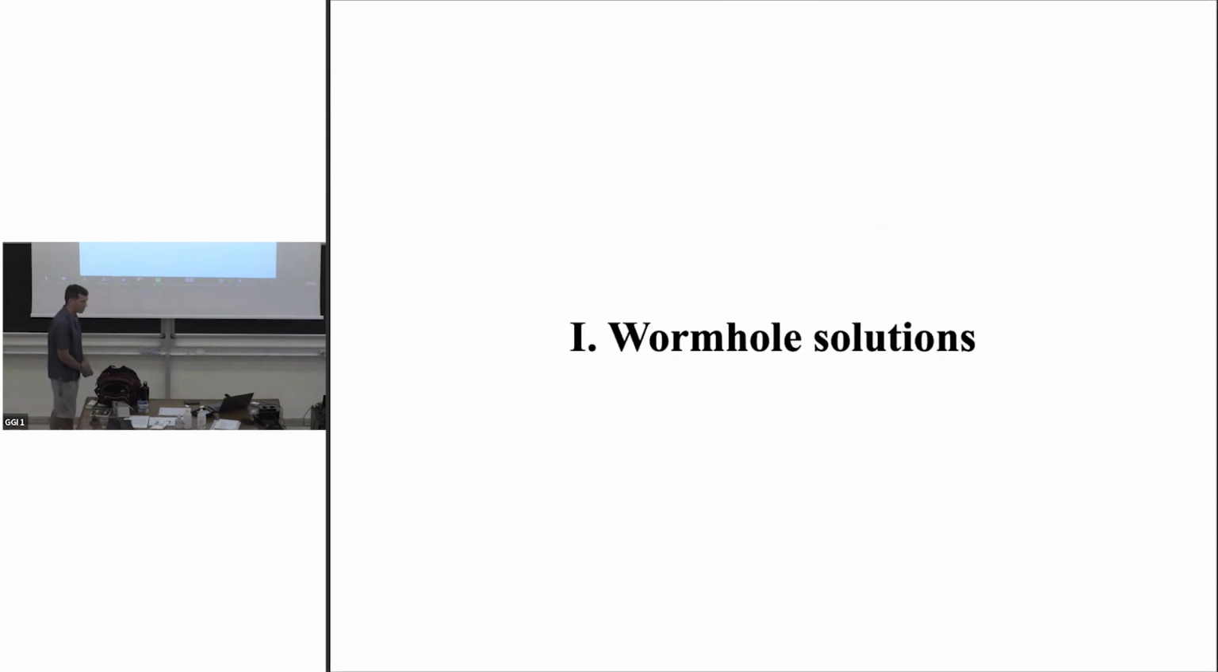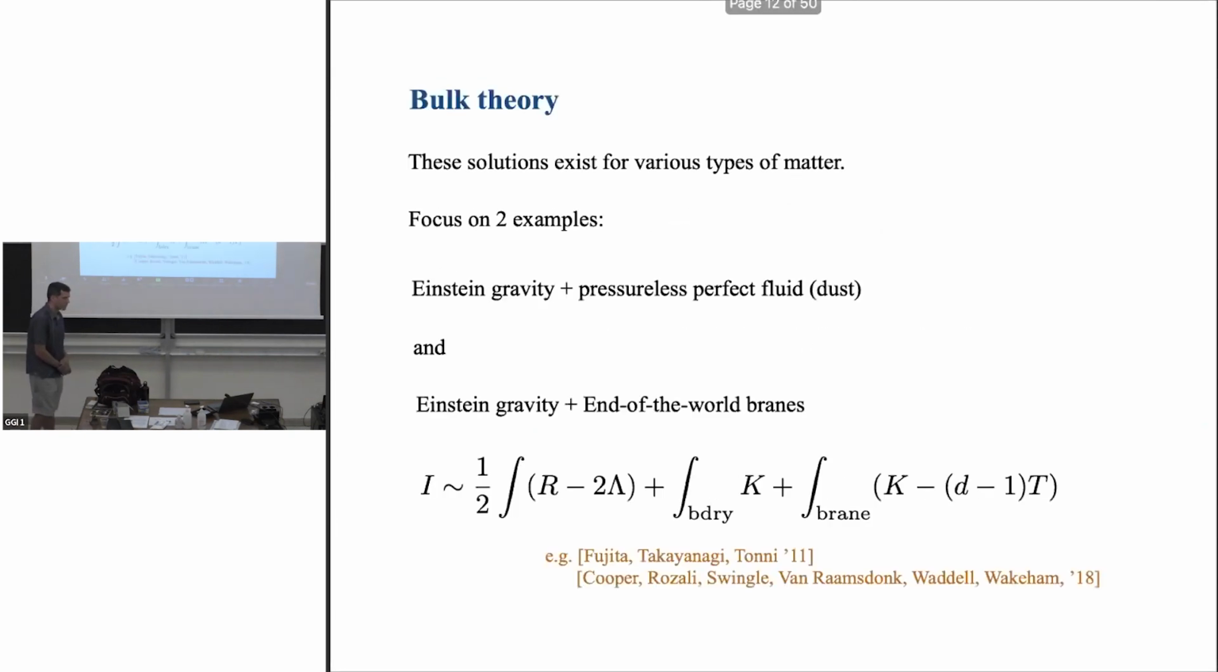Okay, so let me start by explaining these solutions in detail. The bulk theory, as I said, is that these kinds of wormholes exist for various types of matter, but I'll focus on two specific examples. The first one is Einstein gravity plus dust. So these are like the thin shell solutions that you'll find in a GR textbook. Dust just means a pressureless perfect fluid.